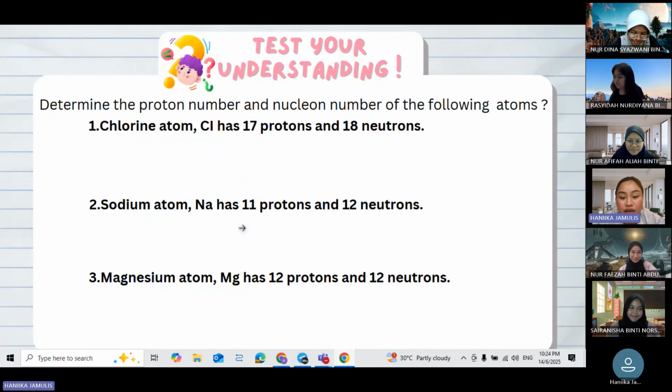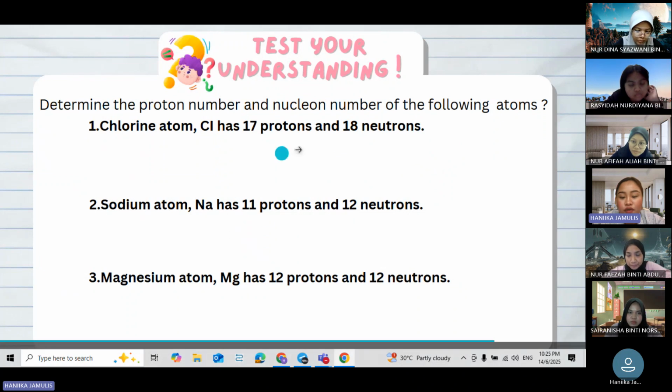As you can see, the number of protons and the number of neutrons have been given. The question wants you to determine the proton number and the nucleon number. I will give you 2 minutes only to answer all 3 atoms. And if you are done, you can raise up your hand. You can start now.